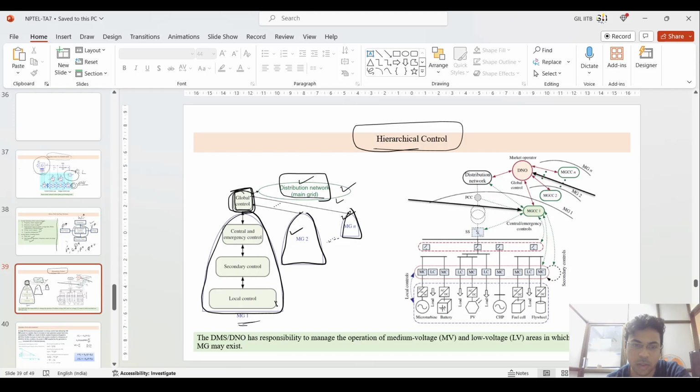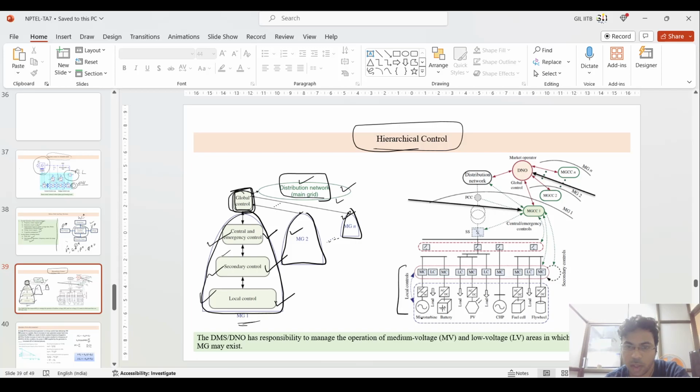First, local control. Second, secondary control. Third is the emergency control. This we will explain also, and I will explain in further slides also, how this is being tested, how this is secondary control, how this is local control. And if you see in the right side image, you have this local control.